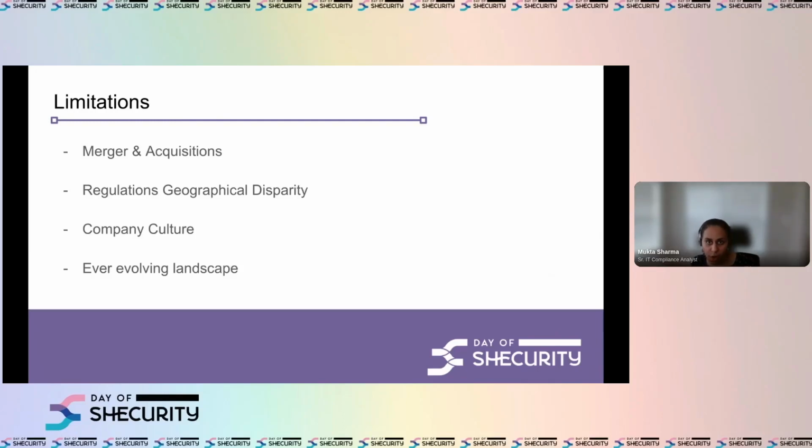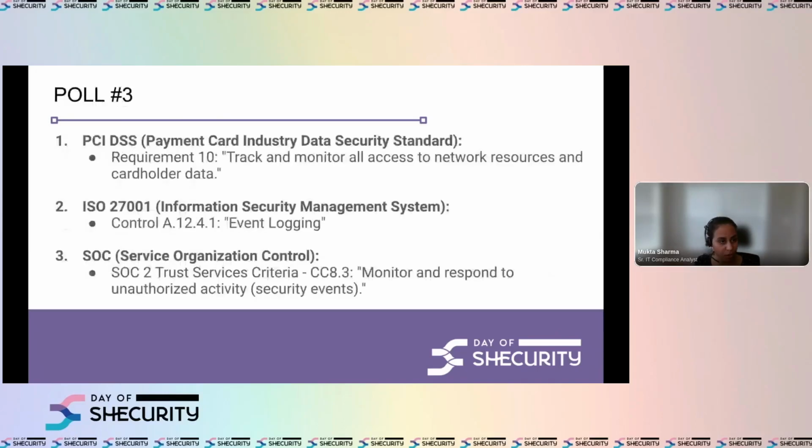Now that we have understood common control framework, now comes the poll question. So I will move on to the poll question. Here you can see I have listed three requirements from different standards. They're not regulations, they're standards.